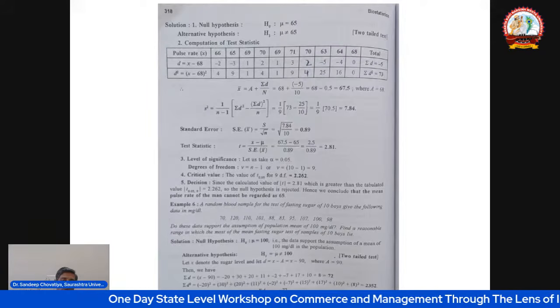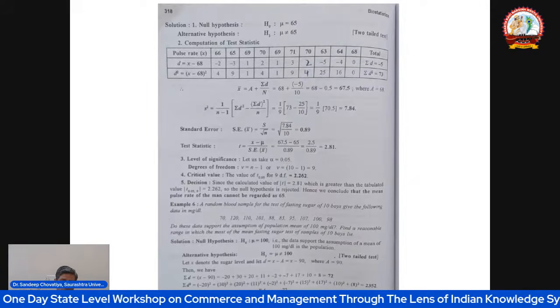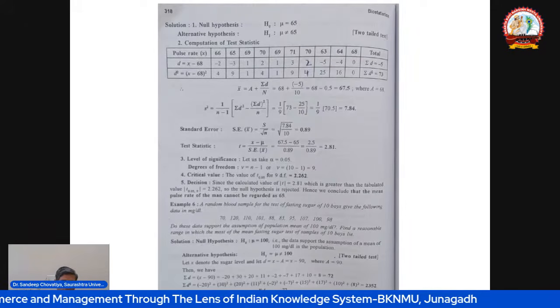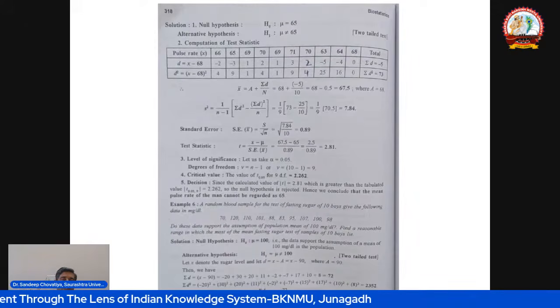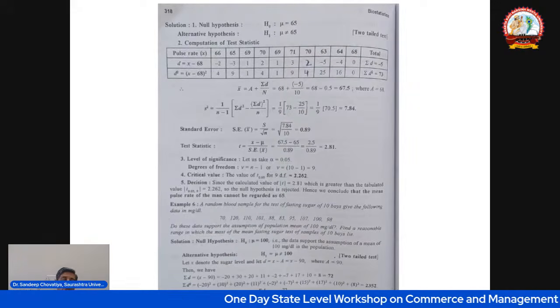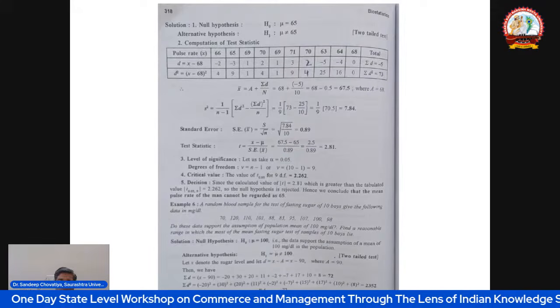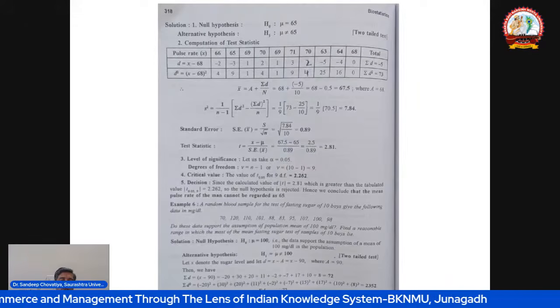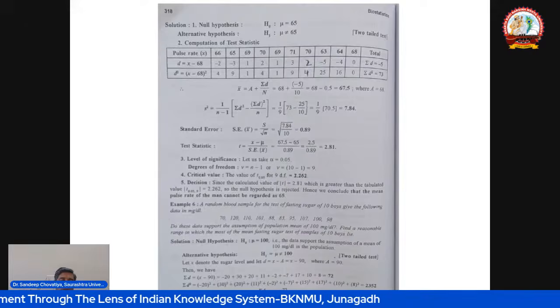So we now find the standard deviation with the help of the formula. When we do that, we get the standard deviation as 7.81. Based on that standard deviation, we can find the standard error, which is 0.89. And when we perform the test statistic, t is equal to our mean value minus the population mean, divided by the standard error of the mean.